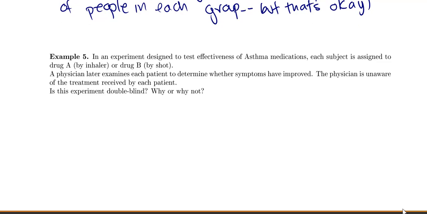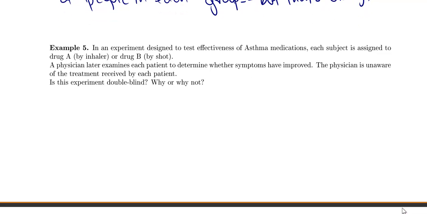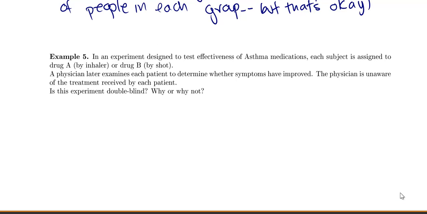And example 5. In an experiment designed to test the effectiveness of asthma medications, each subject is assigned to drug A, meaning you get your drug by an inhaler, or drug B, which you get by a shot. A physician later examines each patient to determine whether the symptoms have improved. The physician is unaware of the treatment received by each patient. The question is: is this experiment double-blind?